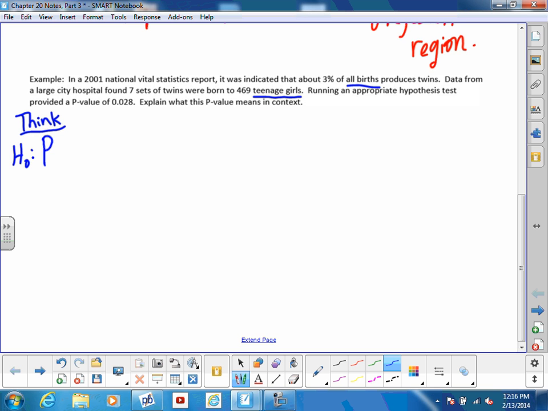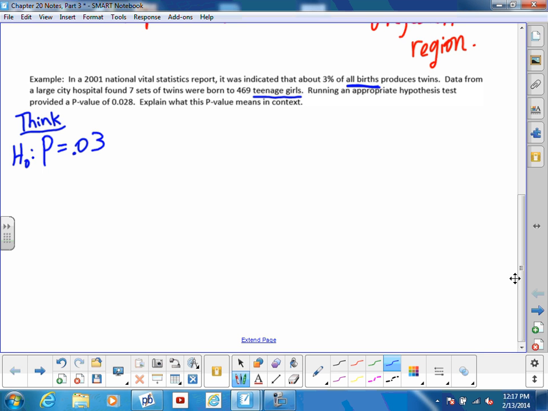So what is the null hypothesis here? That P equals 0.03. We first start off saying the twin birth rate among teenage girls is the same as overall. Now let's see if we have evidence to reject that.